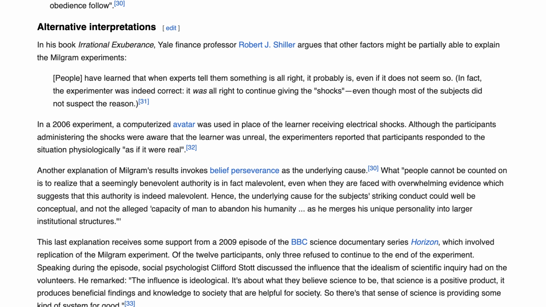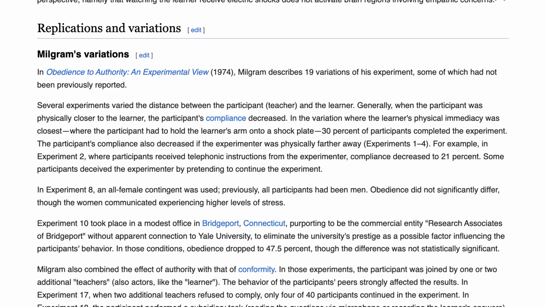The researchers suggest the perspective of engaged followership, that people are not simply obeying the orders of a leader, but instead are willing to continue the experiment because of their desire to support the scientific goals of the leader and because of a lack of identification with the learner. Also, a neuroscientific study supports this perspective, namely that watching the learner receive electric shocks does not activate brain regions involving empathic concerns. Replications and variations.